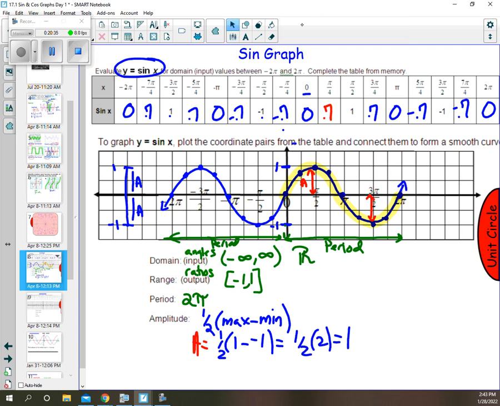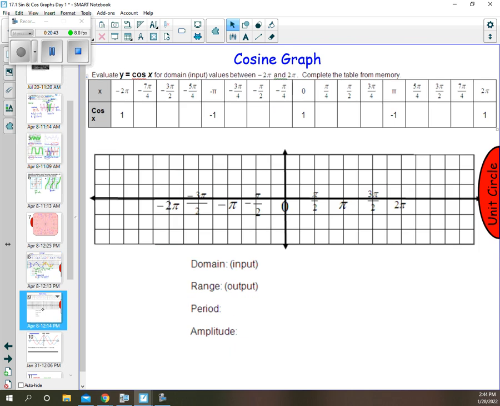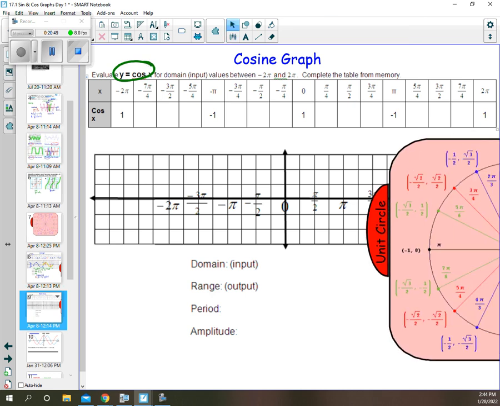So that's what our graph looks like for sine. Sine of x, pretty straightforward. It cycles. Lots of things like sound and light have waves that look like that. All right, let's take a look at cosine. We're going to do the exact same thing and graph cosine. We're going to use our unit circle again, so we're going to pull that out.